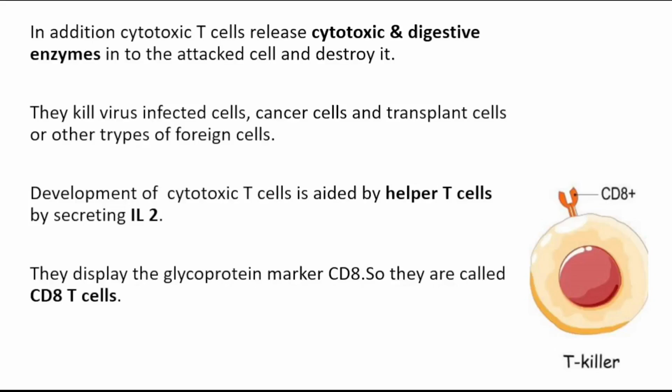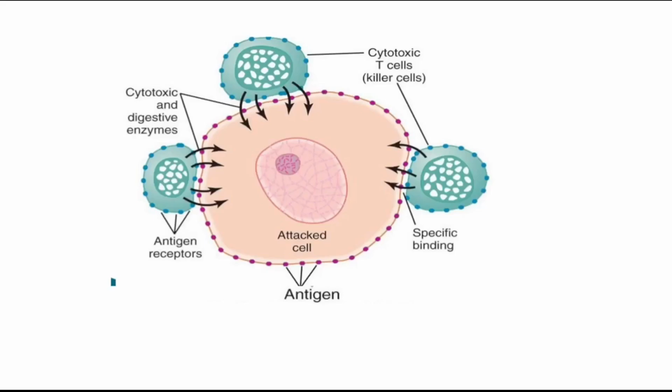Development of this cytotoxic T cell is helped by helper T cell by releasing interleukin 2. So we know that interleukin 2 is released by Th1 subtype of helper T cells. So Th1 subtype of helper T cell is required in activation or development of cytotoxic T cell with the help of interleukin 2 released by them. And these cytotoxic T cells display the glycoprotein marker CD8, so they are also known as CD8 T cell.